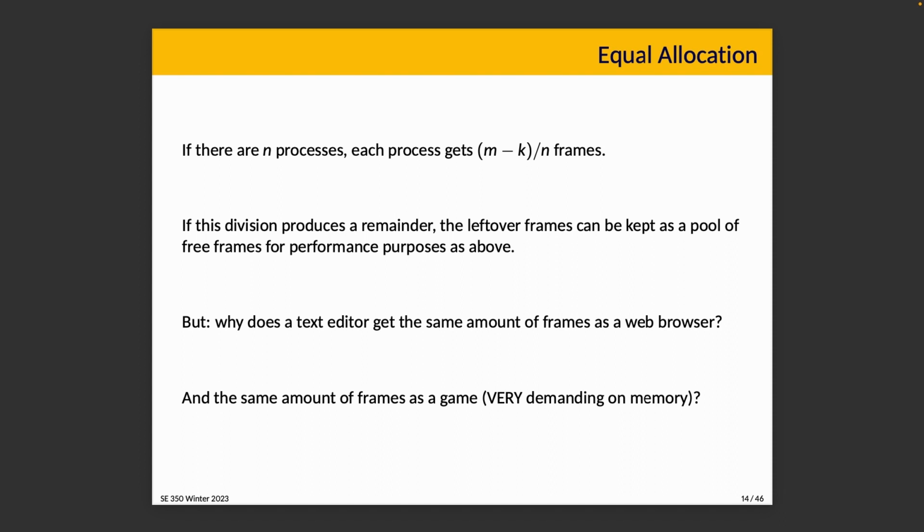Why does a text editing program get the same amount of frames as the web browser? Notepad and Chrome have vastly different memory needs. And why do they all get the same amount as a game, which tends to be very demanding on memory? You want to play Cyberpunk 2077 or something, you're not going to get away with just a text editor amount of frames to make that work.